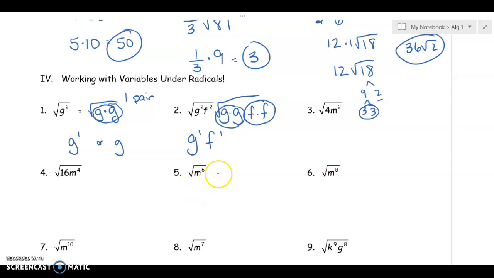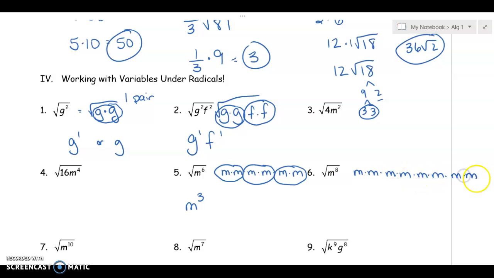I'm going to skip this one for just a second. If you look at m to the 6, this is the same thing as saying m times itself 6 times. If you circle the pairs, you're going to have 1, 2, 3 pairs. So 3 will be your new exponent. It'll be m to the third. M to the eighth, you could write it down 8 times if you want to, and then circle the pairs. You're going to end up with 4 pairs of m's. So m to the fourth.